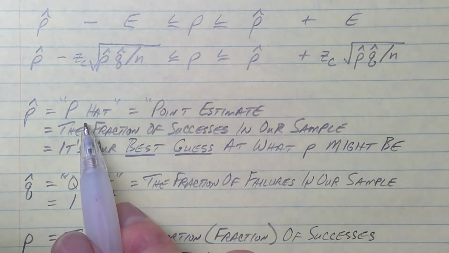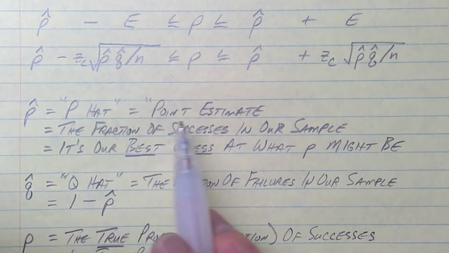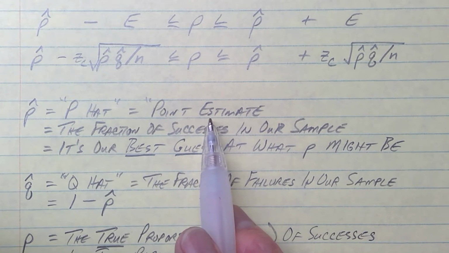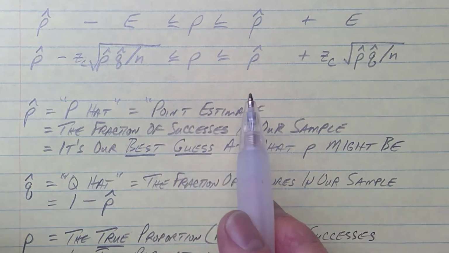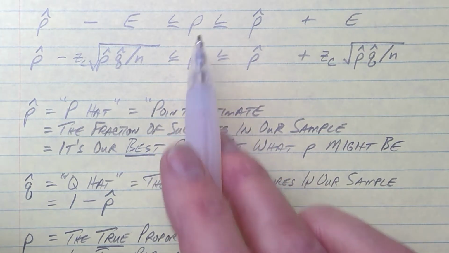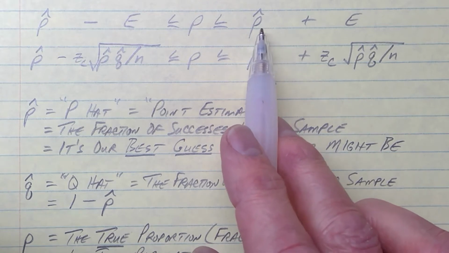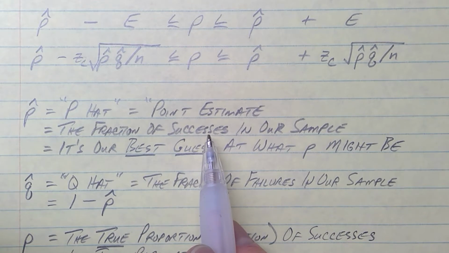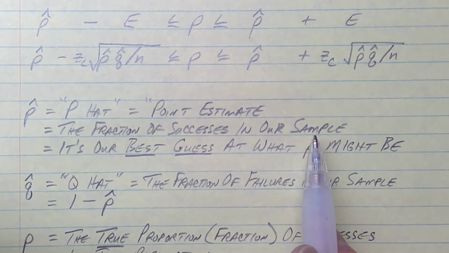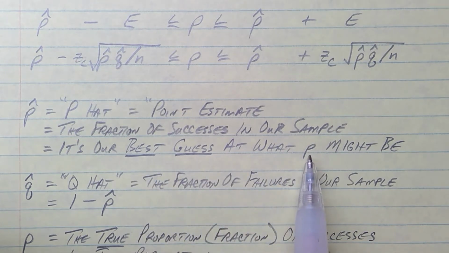All right, so P hat, that's what that little thing is called. We just say P hat. It's also called a point estimate. It's kind of the same thing as X bar was when we were looking for mu. When we were doing confidence intervals looking for mu, we used X bar, our sample mean. Well, this is kind of the same thing. P hat, a point estimate. It's the fraction of successes in the games that we watched in our sample. It's our best guess at what we think P might be.